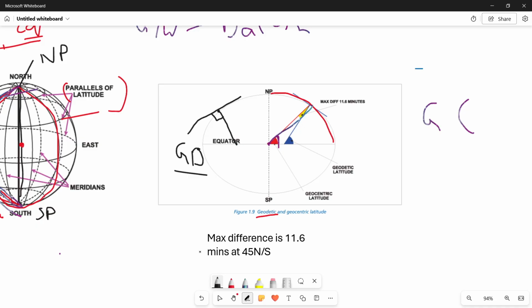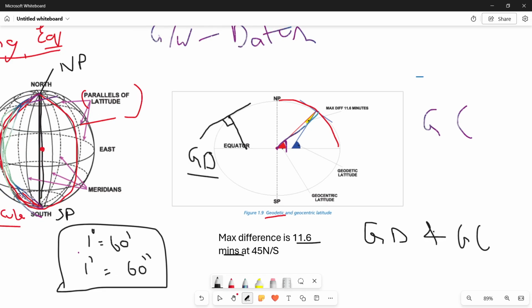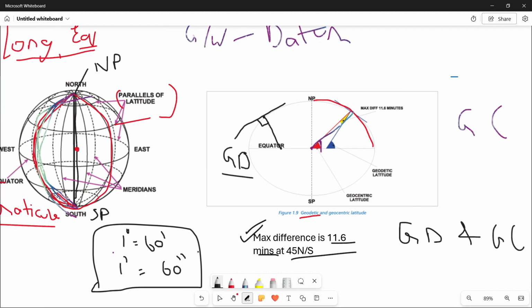Correct? The thing to remember is that the maximum difference between geodetic (GD) and geocentric (GC) is 11.6 minutes. You know minutes? Okay, let me tell you. 1 degree equals 60 minutes, and 1 minute equals 60 seconds. If you are not sure about this, let me know, but I think I have explained it. So the maximum difference is 11.6 minutes, which happens at 45 degrees north and south. Correct? Remember this. The maximum difference between GD and GC is 11.6 minutes, which happens at 45 degrees north and south latitudes. Correct?